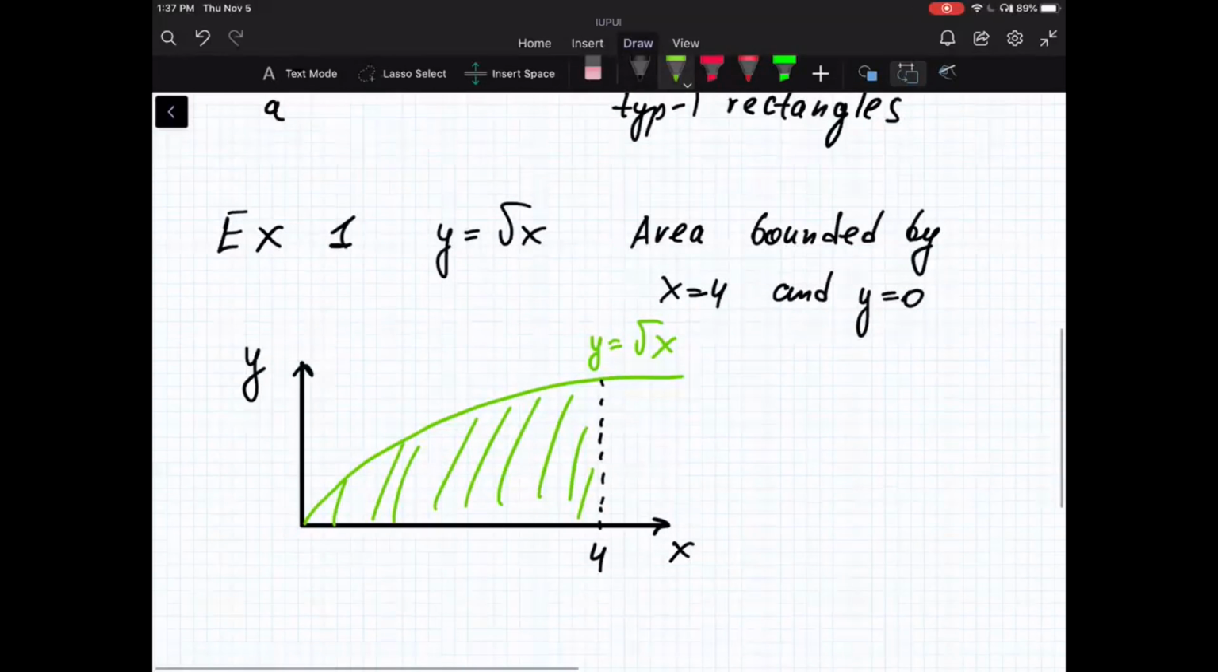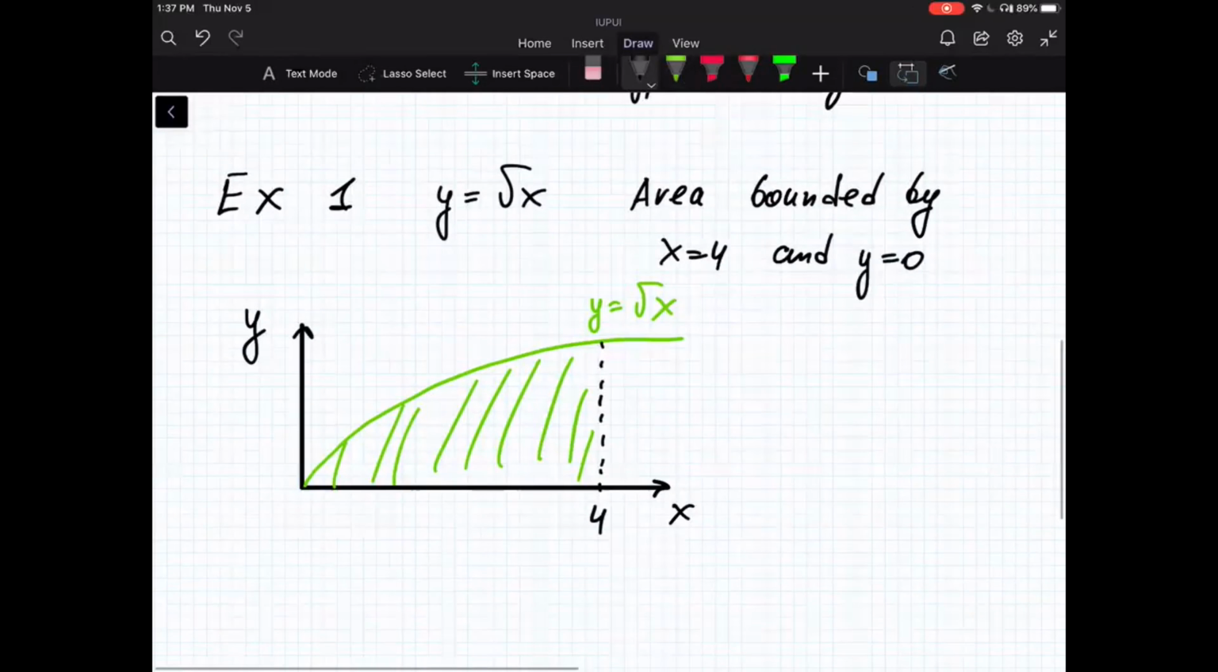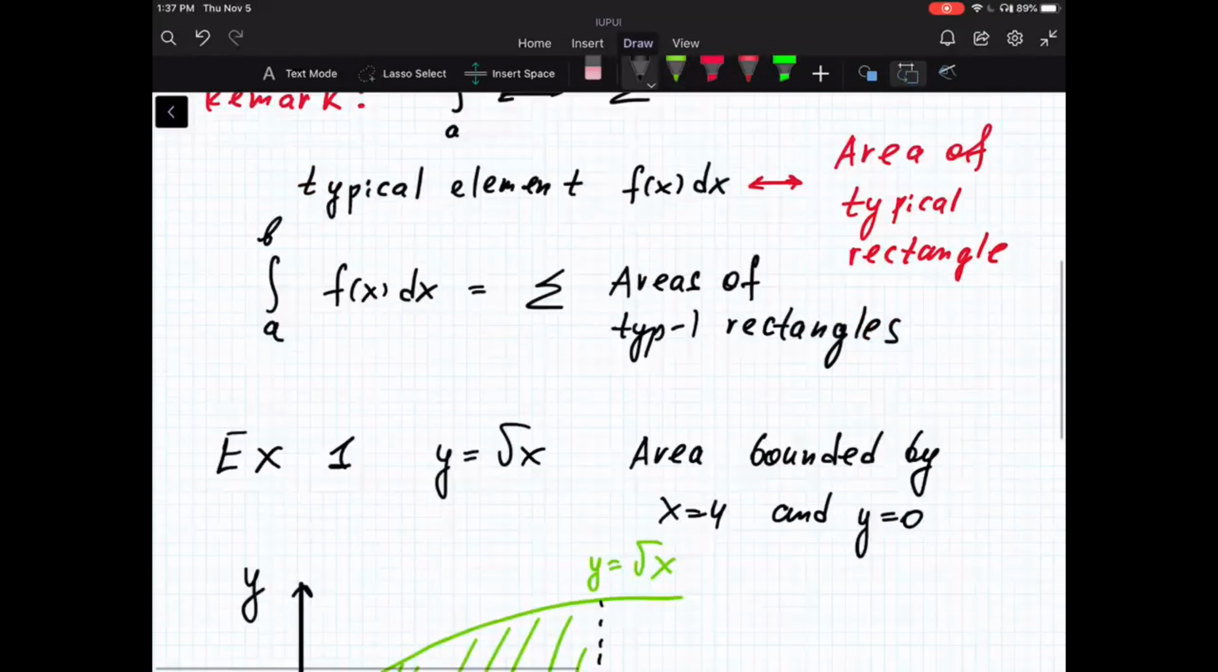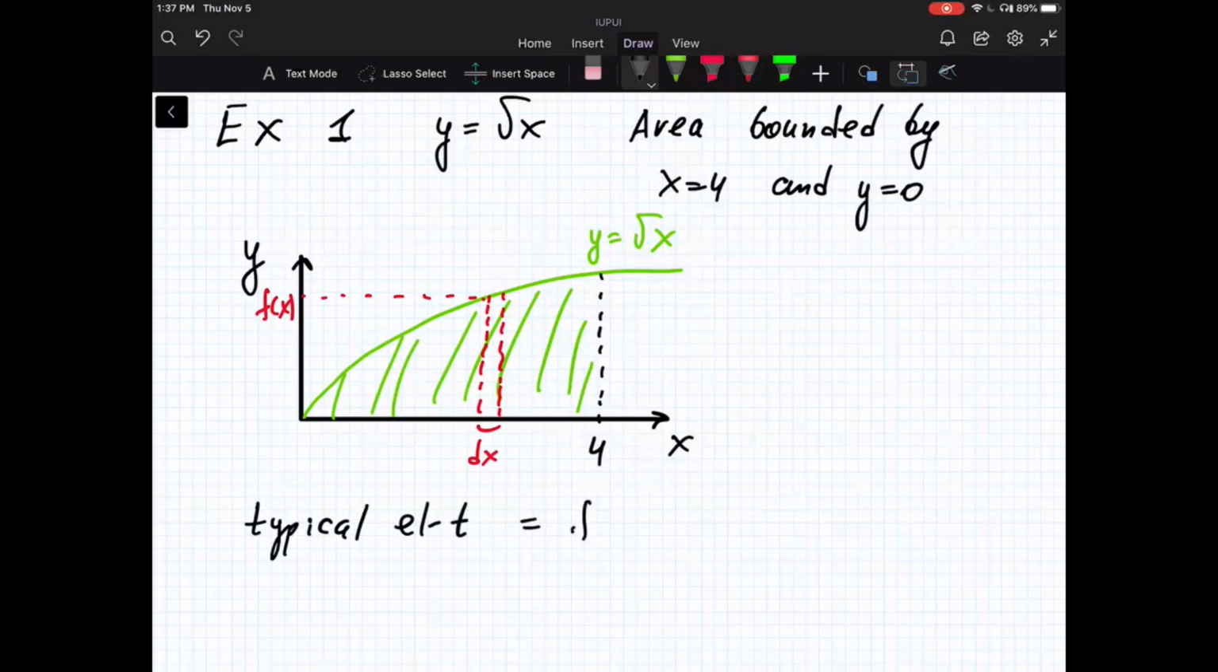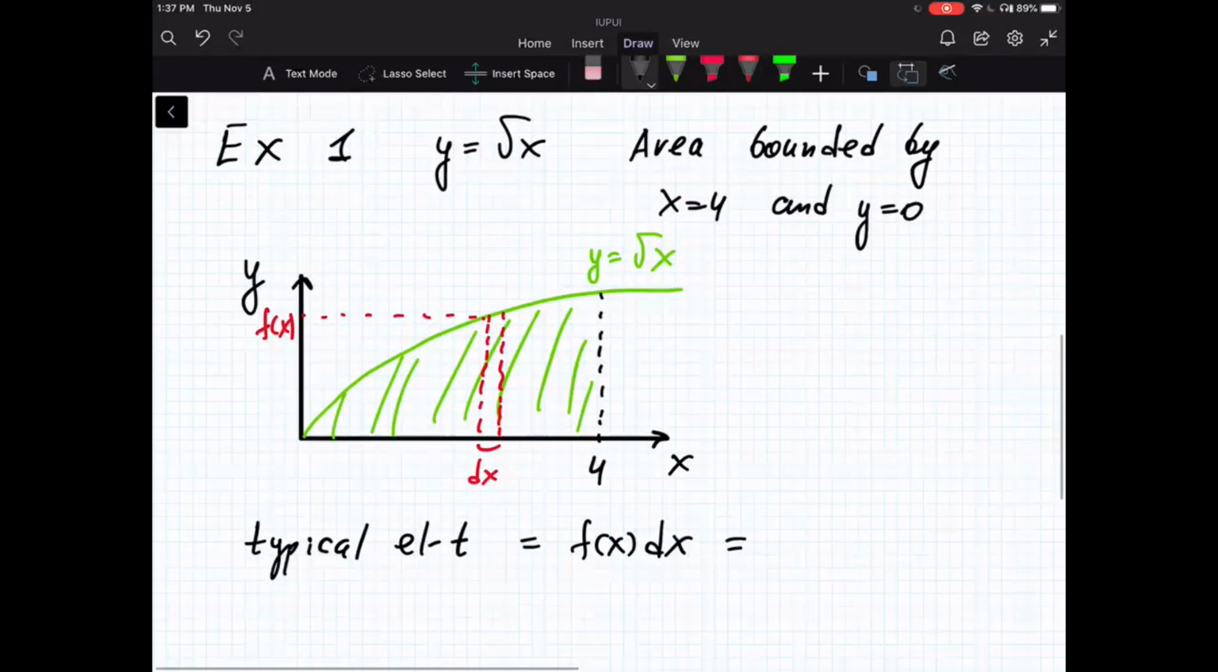And you can think about integration, again, using this correspondence in the following way. So first, choose some typical element. So let's draw some rectangle here with base dx, and the height will be f of x again. So the typical element will be f of x dx. But in our case, our function is square root of x, so it's square root of x dx.